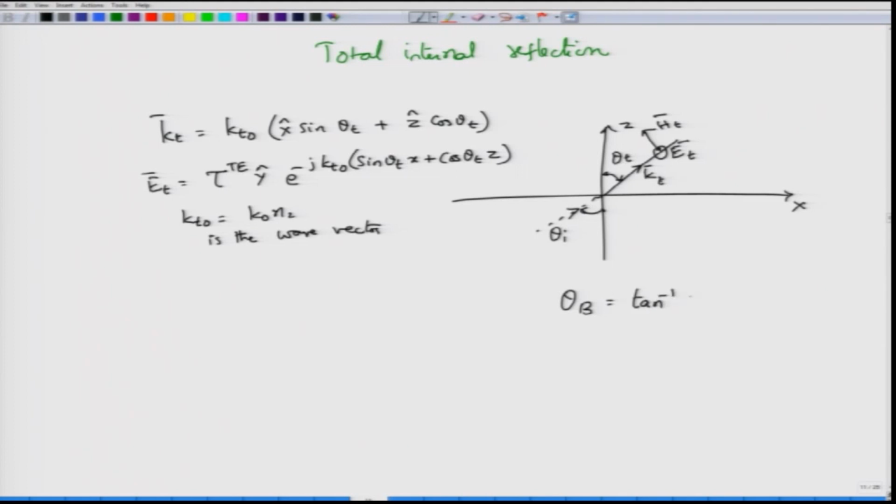So, this angle, the Brewster angle theta b, I did not give the expression for that and I did not want to derive it, but the expression is given by tan inverse of n2 by n1. So, for the previous case of n1 equals 1 and n2 equals 1.44, this angle works out to roughly 34 degrees. You can use a calculator and calculate that one.